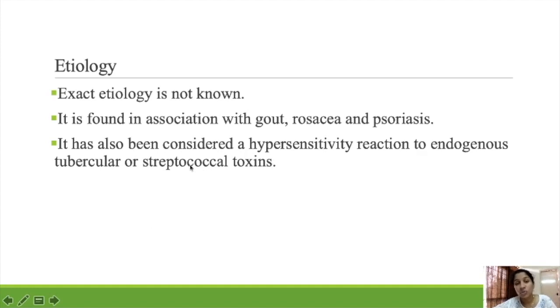It's systemic: due to some other disease affecting another part of the body, there is a secretion of toxins into the blood, and through the blood they reach the eye and cause hypersensitivity in the episclera, and then cause episcleritis. So the exact etiology is not known. It is associated with gout, rosacea and psoriasis, and also considered a hypersensitivity reaction to endogenous toxins like tubercular or streptococcal toxins.